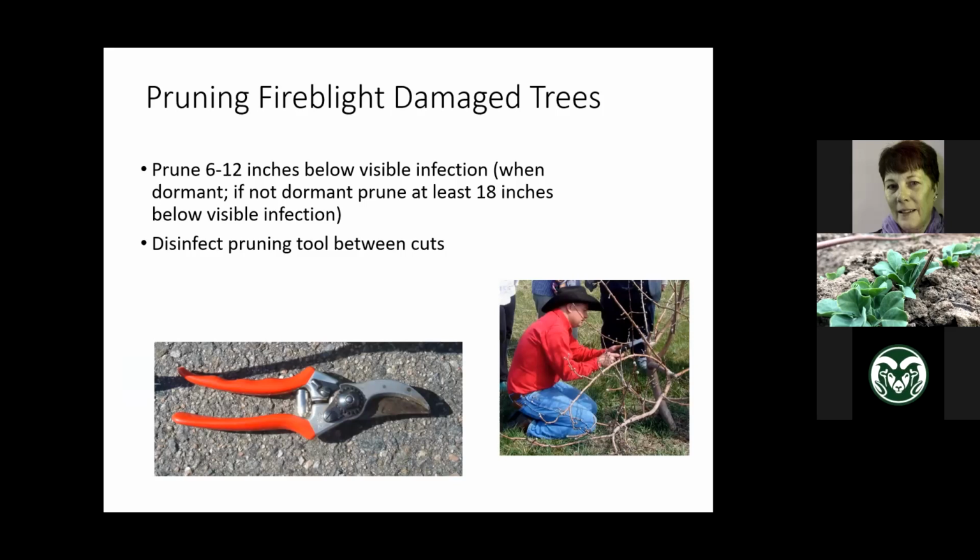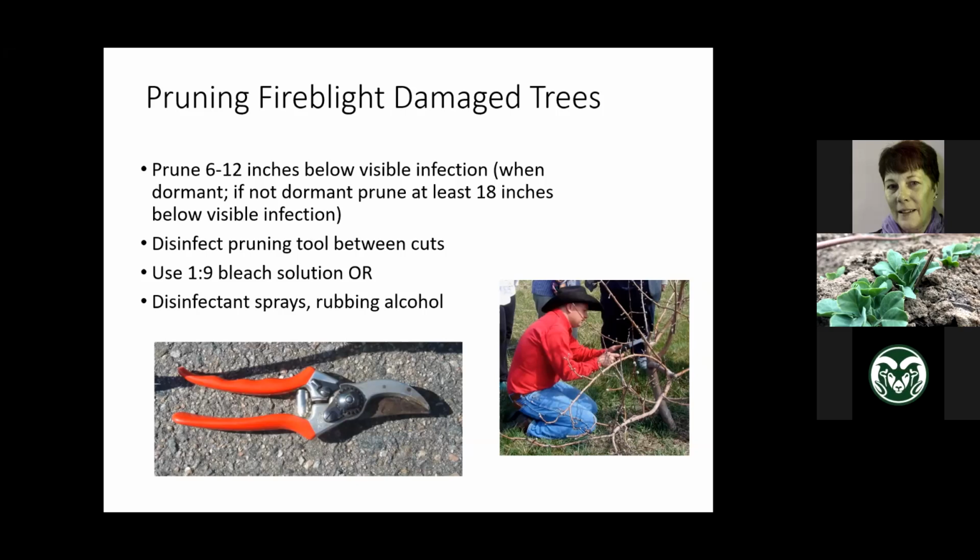Now, between each pruning cut, you should disinfect your pruning tools. So how do you do that? Well, you can use a 10% bleach solution, like 1 part bleach to 9 parts water, and dip your clippers, your pruners in there. Make sure that you wipe that off before you prune, though. Make sure you wipe the bleach solution off, because that could also damage your plant. So you have to be careful.